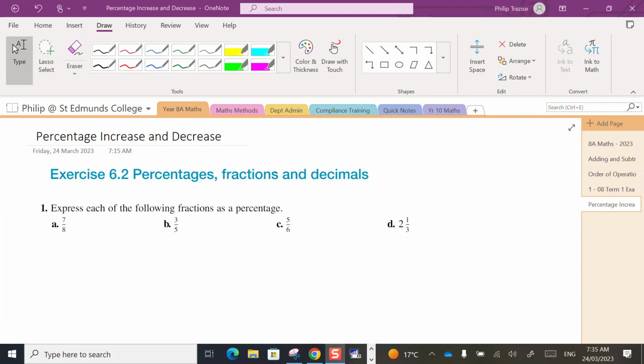Hi everyone, this is changing fractions to percentages.